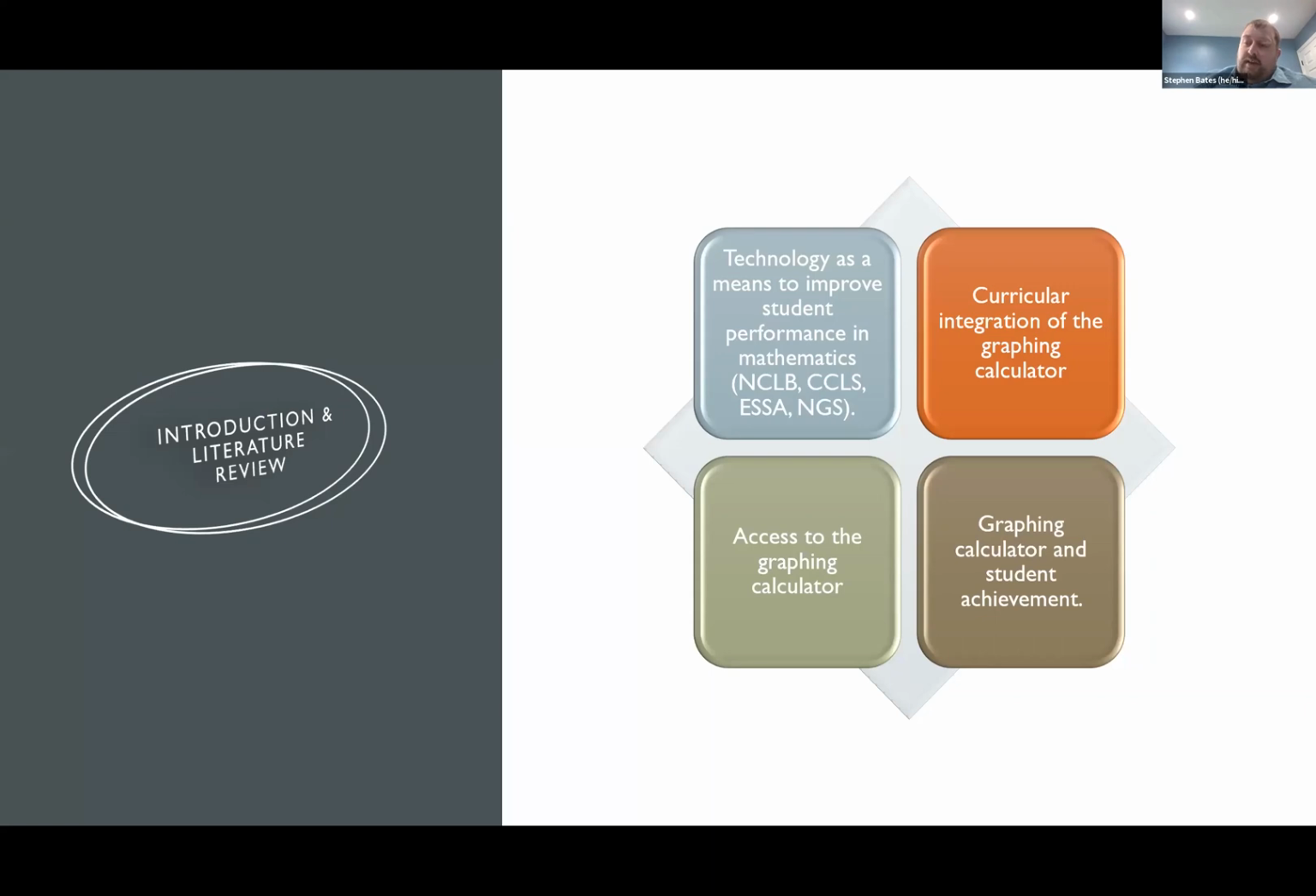When we visit the post-secondary land, there are very mixed results. Some studies show positive effects on student achievement when the graphing calculator is used in college level classes, yet others claim that the more students use the graphing calculator, the poorer they do in college classes.